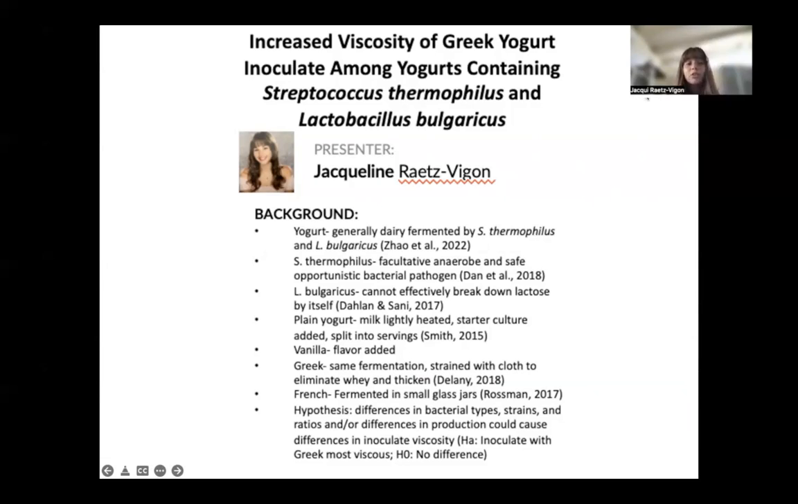L. bulgaricus is also very common in yogurt, but despite its evolutionary progress, it is still not very efficient in the milk environment because it cannot break down lactose on its own.